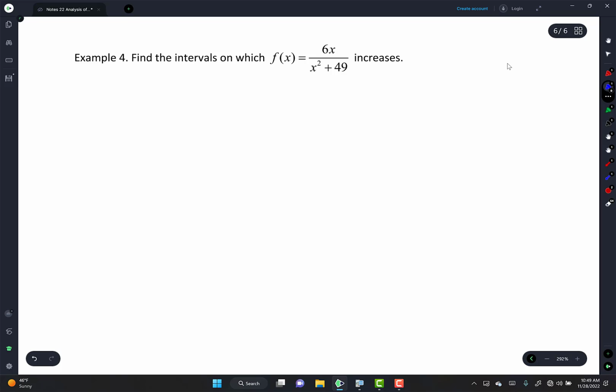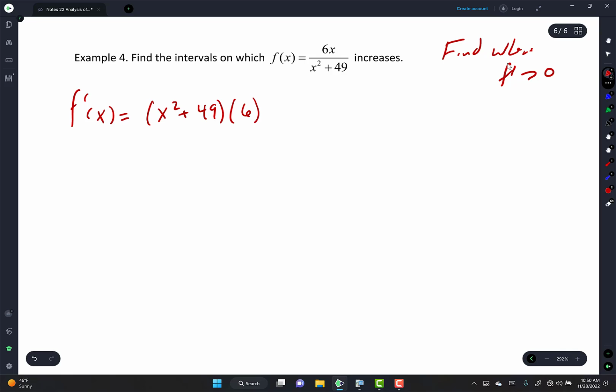I ate a lot. All right, find intervals on which this function is increasing. So I am finding where this derivative is positive. Find where f prime is positive. So here we go. Ready? F prime equals, I'm doing quotient rule, bottom, x squared plus 49 times derivative of the top, minus top times derivative of the bottom, all over bottom squared.